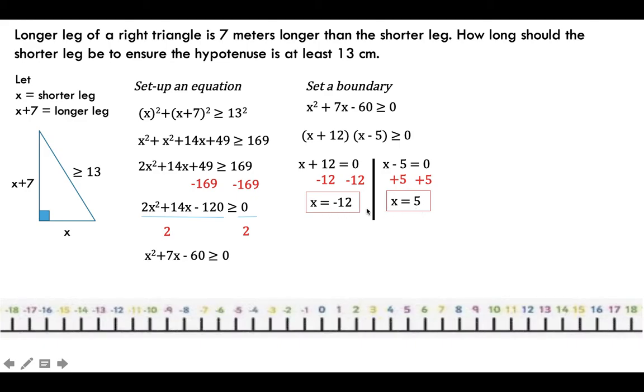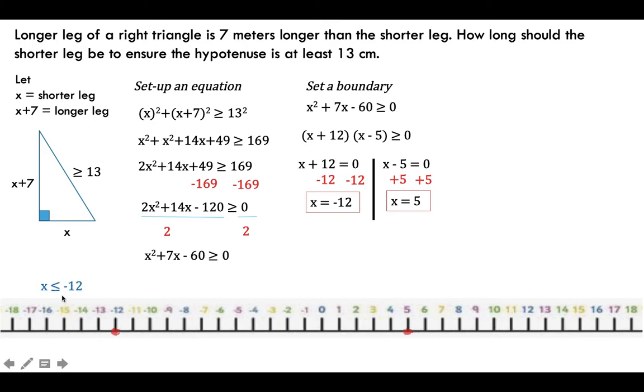Now, after getting the boundaries or the critical values, the next thing to do is to plot these critical points on our number line. I use a shaded circle. It is shaded because the given is more than or equal. Because of these two boundaries, our number line is divided into 3 regions.